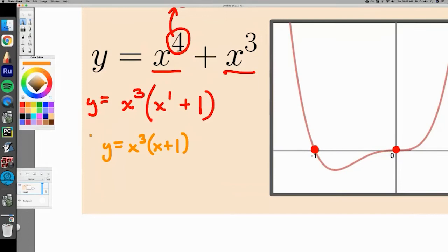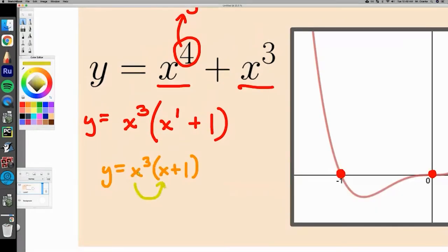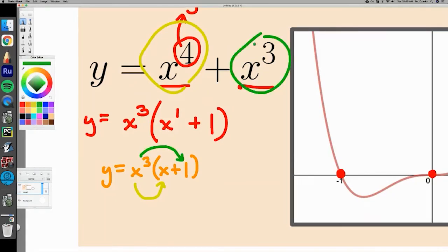Now, an easy way of checking this is distributing this out. If I distributed this back into the problem, x to the third times x is x to the fourth. That's what we have here. I'm going to color code this. X to the third times 1 is this x to the third right there. So factoring is basically just reverse distributive property, and that's what I just did right there. So hopefully you see that those are equal. But what's cool about doing it with factored form is now you can see the multiplicities.